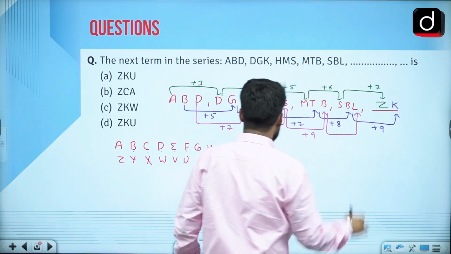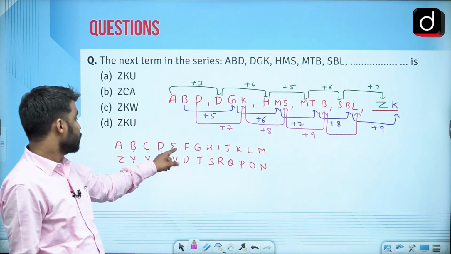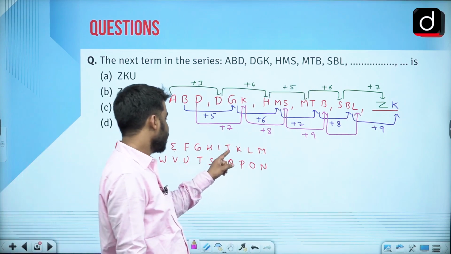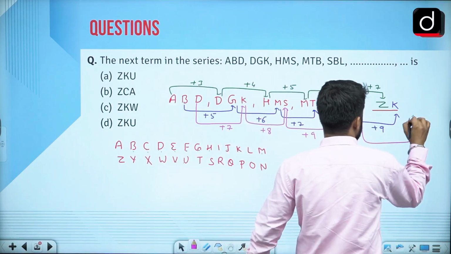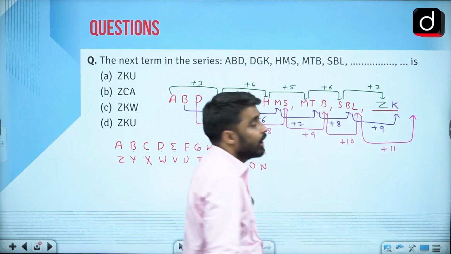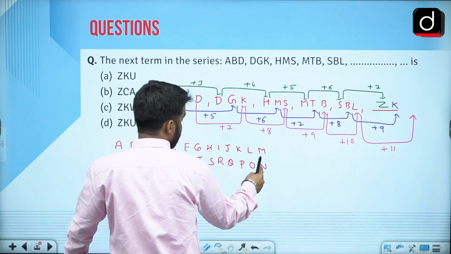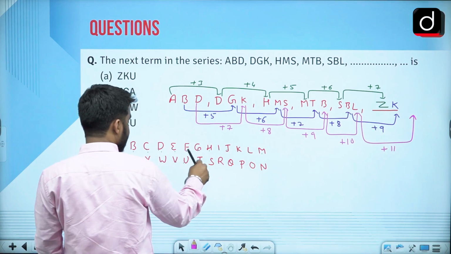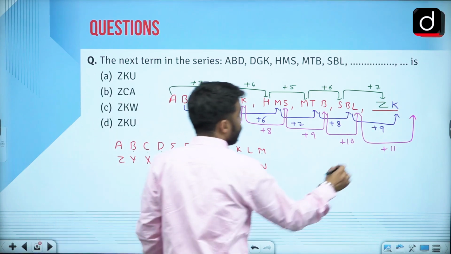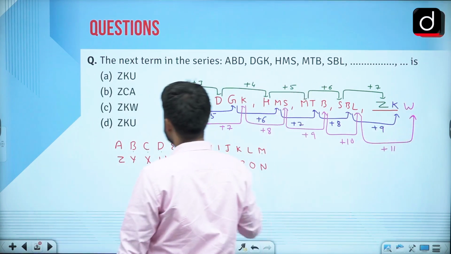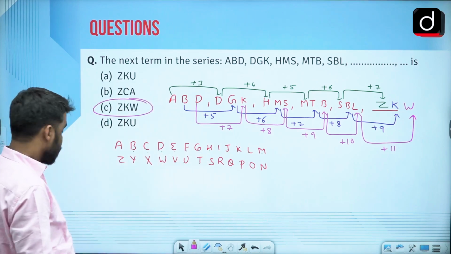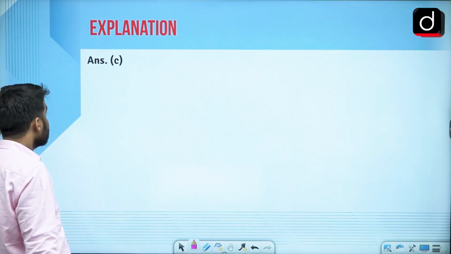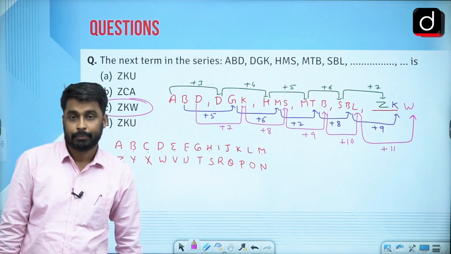From B to L, 1, 2, 3, 4, 5, 6, 7, 8, 9, 10. So now the gap should be plus 11. From L at a plus 11 gap, 1, 2, 3, 4, 5, 6, 7, 8, 9, 10, 11, it would be W. So my answer would be ZKW, option C. And that was your answer. Please see the solution.